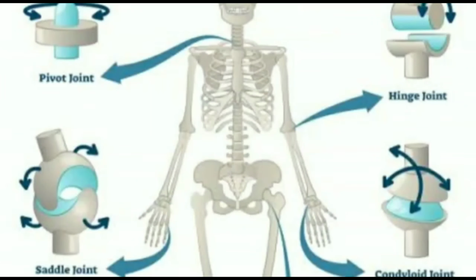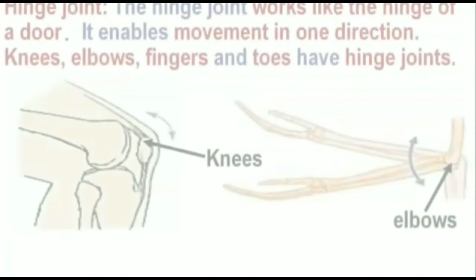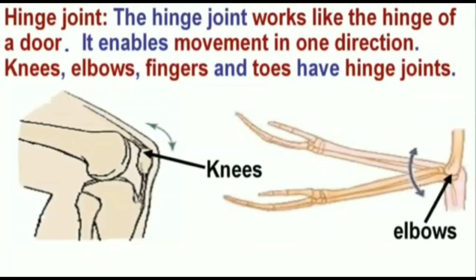There are other joints which are movable, and these contain a lubricating liquid. The muscles attached to these joints contract and allow movement. Now let us discuss the first kind of joint, that is called the hinge joint.